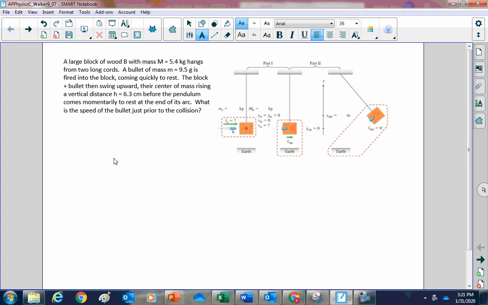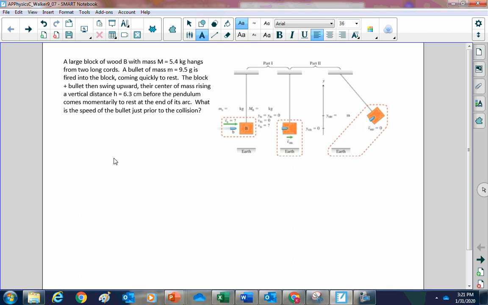This is a problem from the Walker textbook called a ballistic pendulum problem, but it combines conservation of momentum and conservation of energy. This is actually how they used to figure out how fast a bullet was going before high-speed cameras were available. Someone shoots a bullet into a wooden block that is hanging from strings from the ceiling.